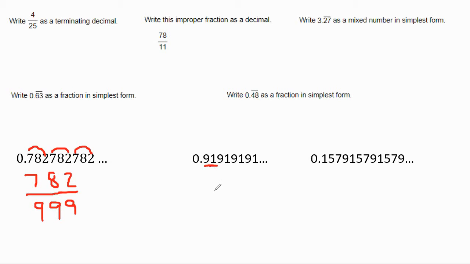The next one is 0.91, 91, 91, 91. It's just repeating two digits this time. So the 91 goes on the top. And since there are two numbers in the pattern, we're going to put two nines on the bottom. And we're not simplifying any of these three here on the bottom questions.